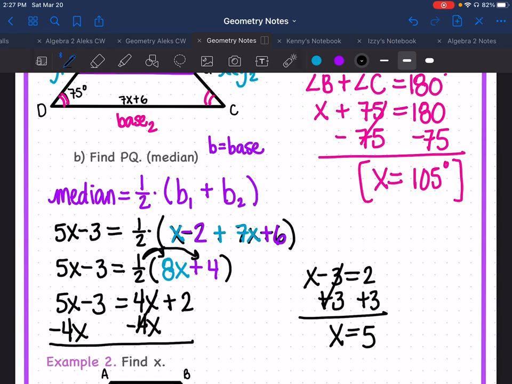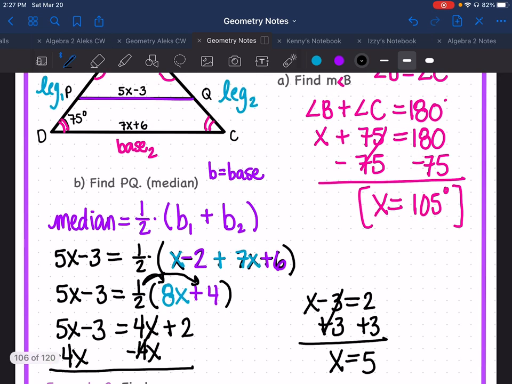plug it into PQ. I have to go back and plug that into PQ. So I'm going to write, let me put it in purple, PQ equals 5 times 5 minus 3. Well, 5 times 5 is 25. 25 minus 3 would give me 22. This would be my final answer.